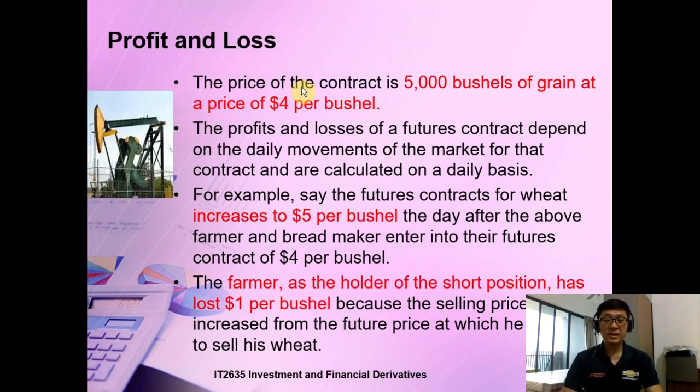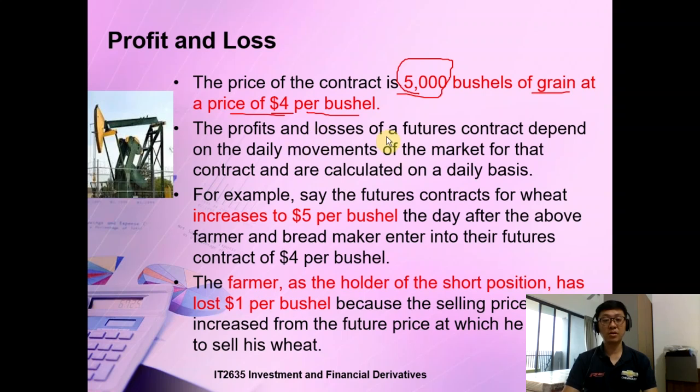Let's take a look at some examples again. Here we have a contract for 5,000 units, priced at $4 per bushel for some grain, I suppose. Yeah, grain, and you need 5,000. So the manufacturer, whoever needs 5,000.